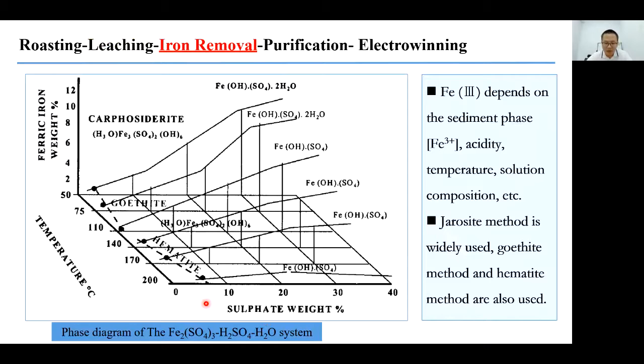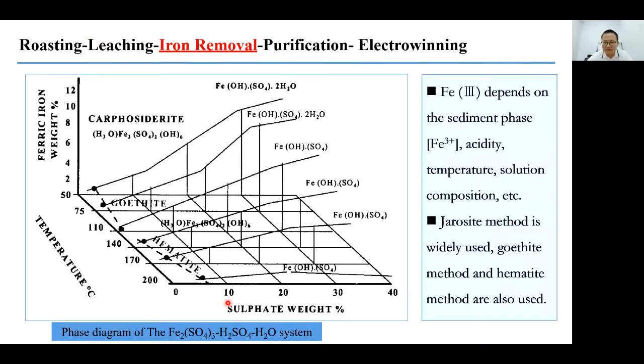And how can we get iron removed? So we learn from nature. What kind of minerals can be synthesized in this system? And this is a phase diagram of this system. So this is the amount or weight percentage of ferric iron in the system. So these are very small numbers. And this is the temperature. Below 100 degrees C, we can process at ambient atmosphere. But when we are going above 100 degrees C, autoclaves are needed.